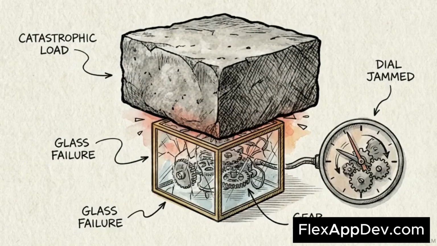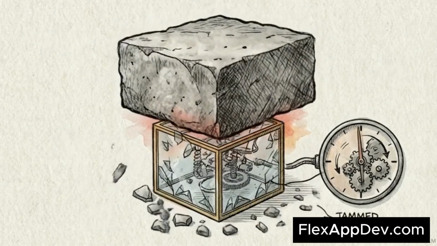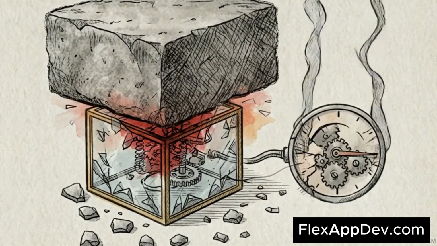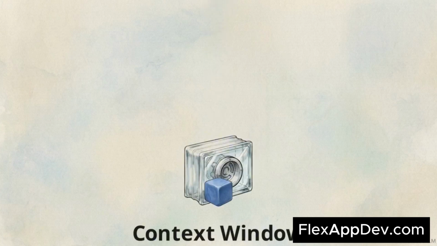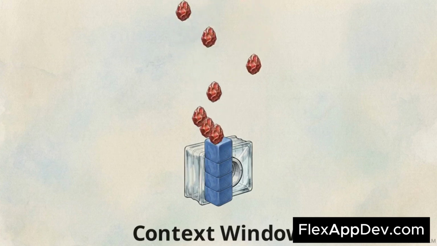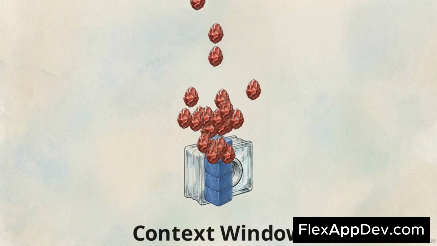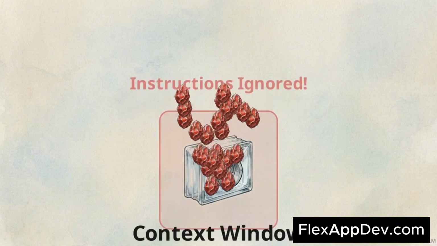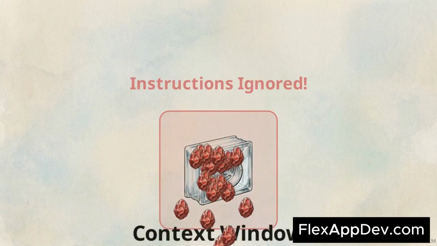Building custom AI by dumping thousands of lines of instructions into a single prompt is essentially dropping this stone block onto a glass box. Every model is limited by its context window, the amount of information it can keep in active memory. When that window is overloaded, the system becomes sluggish and computationally expensive. Eventually, the model starts ignoring specific instructions entirely.